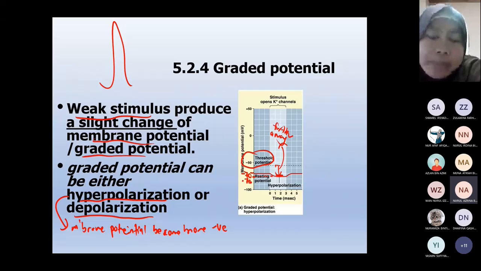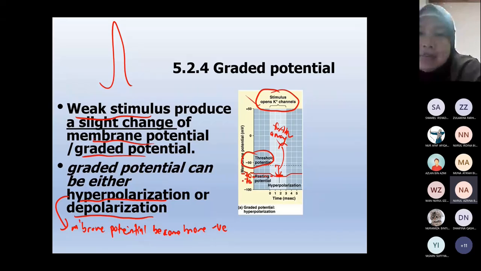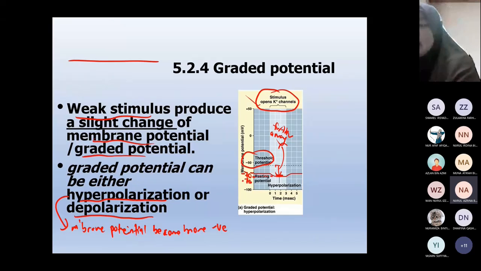What happened during this time? What makes the membrane become more negative? That is due to the opening of potassium ion channel. You can see here, remember we have discussed earlier, this is the membrane, inside of the membrane. This is inside, this is outside.